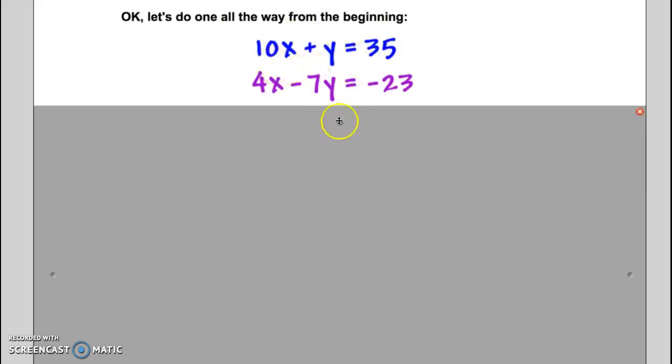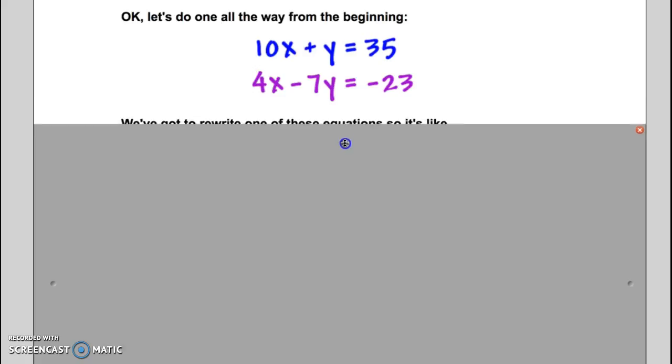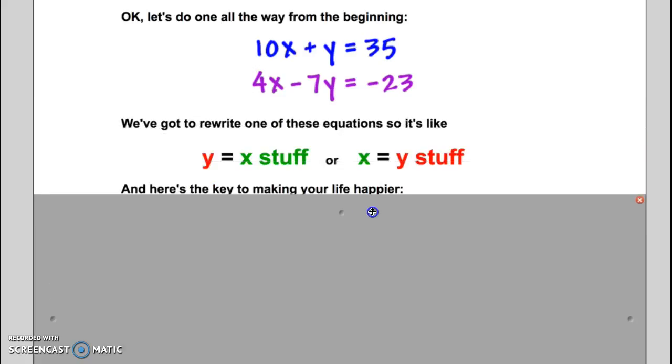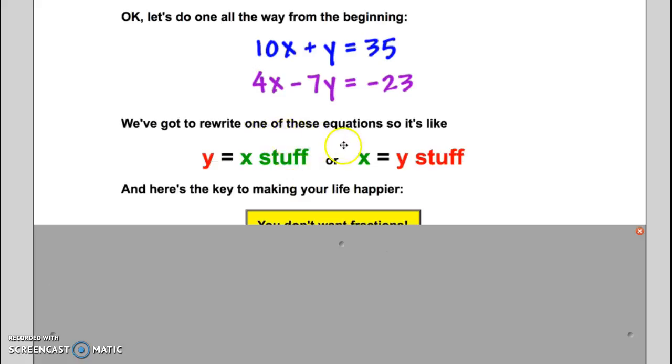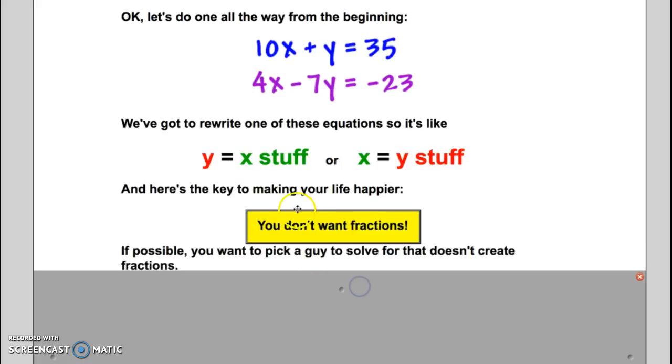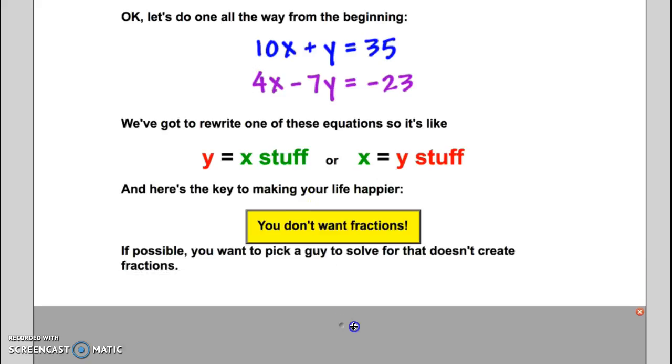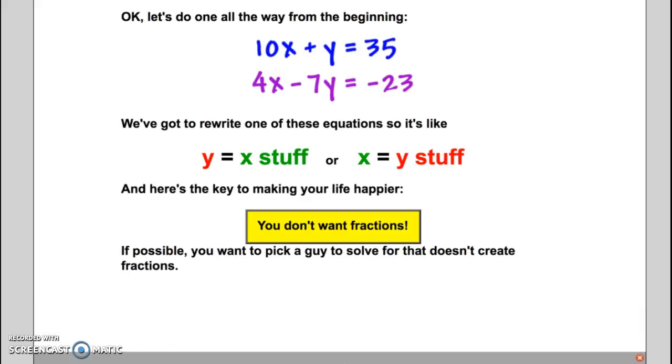Okay, so now see, both of these are now in standard form. So you can solve either equation for x or y. However, there's a strategy you want to use. We've got to rewrite one of the equations so that it's y equals the x stuff or x equals the y stuff. And here's the key to making your life happier. You don't want fractions. If possible, you want to pick a variable to solve for that doesn't create fractions.